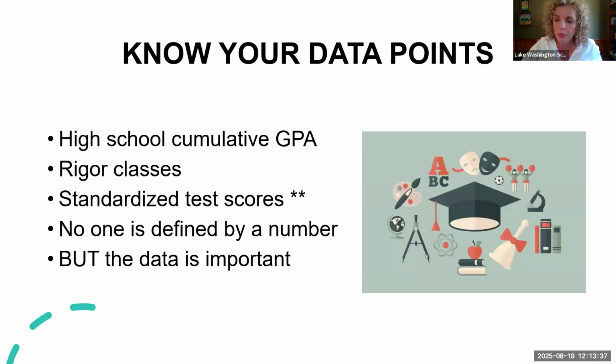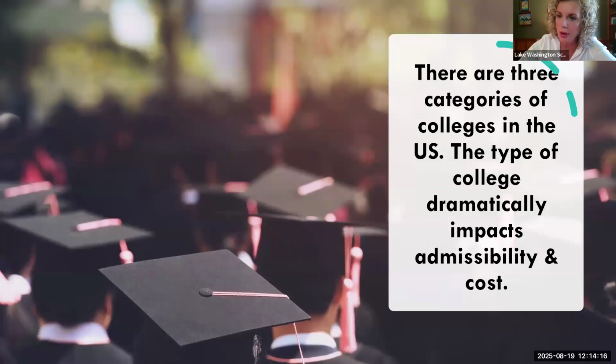And also, as we start talking about creating a college list, make sure that you know your data points. And when I say data points, I'm talking about things like what's your cumulative high school GPA through the end of junior year? You should know that number. How many rigor classes? Rigor classes are things like AP or IB or honors classes. Do you have standardized test scores? This is an area every year is murkier and murkier. We'll talk a little bit more about that. And while nobody is defined by a number, the data is important in this conversation. So make sure you know those points about yourself.